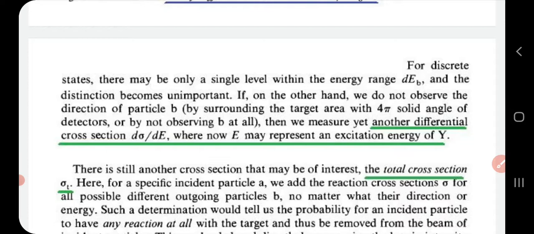Now, if you do not observe the particle, that is, if you do not observe the direction of particle B, then we measure another differential cross section, and it is given by d sigma by dE. Here E will now represent the excitation energy of Y. Y is actually the residual nucleus.